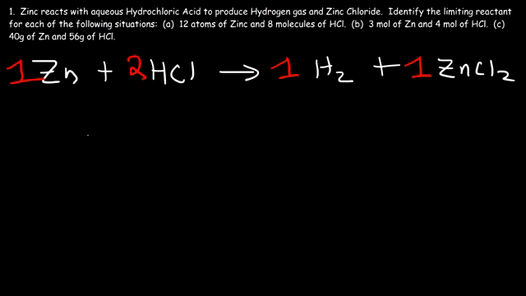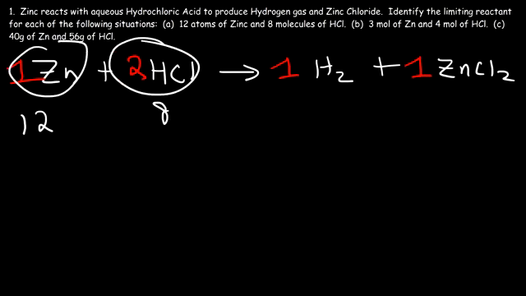Now, in part A, we have 12 atoms of zinc. Zinc is composed of atoms, and 8 molecules of HCl. Hydrochloric acid is a molecule. Which is going to be the limiting reactant? Which species, zinc or HCl? The limiting reactant is one of the 2 reactants that runs out first in a reaction. A quick and simple way to do that is to find which one has the lowest quantity per coefficient ratio.